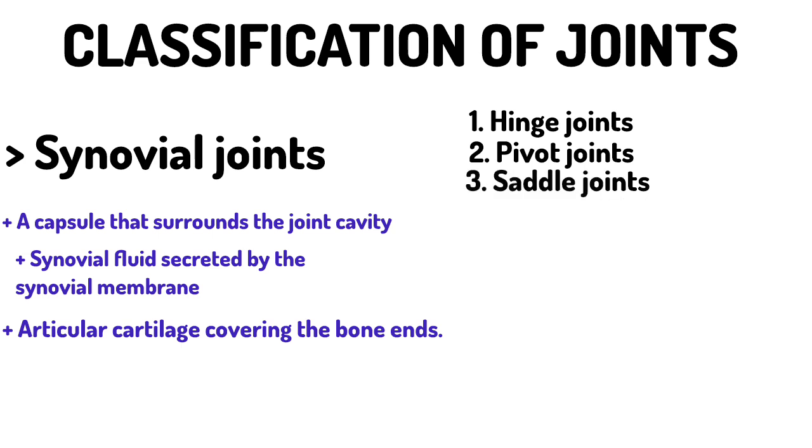Next are the saddle joints. The saddle joints have saddle-shaped bones and they permit biaxial movement. An example is the first carpometacarpal joint, which is found in the thumb.